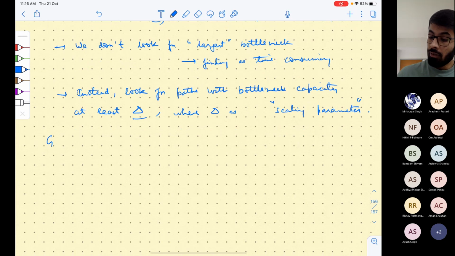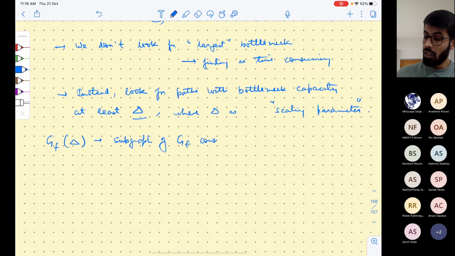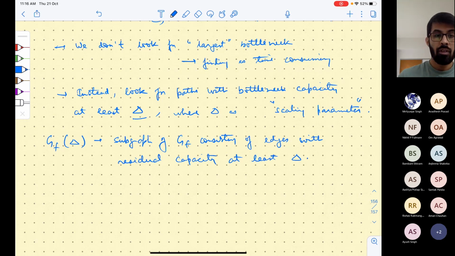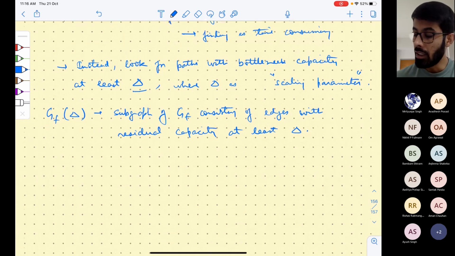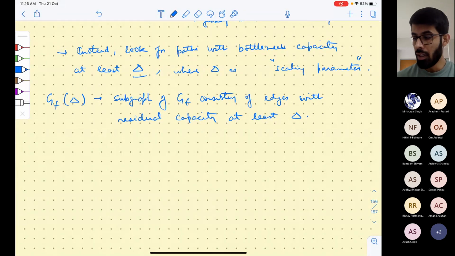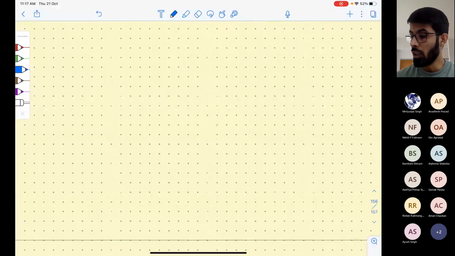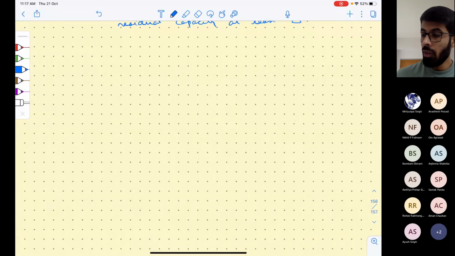And how do we do that? So let's define this graph G_f delta, a subgraph of G_f consisting of edges with residual capacity at least delta. Okay. So now we'll be looking only at such edges, where the residual capacity is at least delta. But still, we have not chosen this delta. We have not done anything till now. We are just saying that this is what we are going to use in some sense. Okay, good. But now we are ready to design an algorithm.